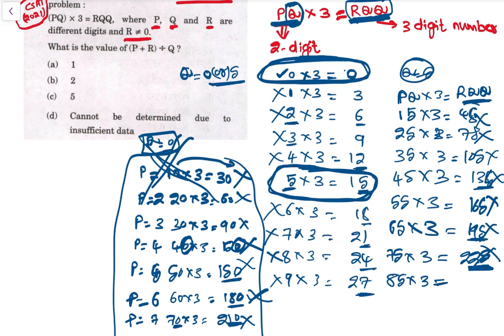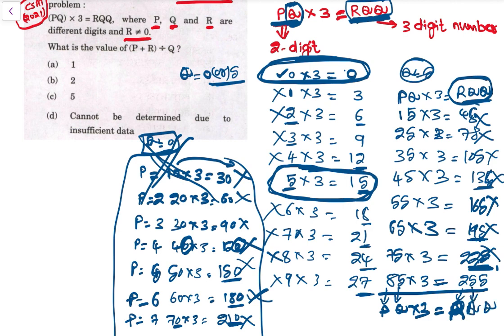Then 85 into 3: 5 3s are 15, 1 carry, and 8 3s are 24, 24 plus 1 is 25. So see here, this is the case where we are getting rqq. So this is Q, and this is P, so PQ into 3 gives R, Q, Q, with Q as 5. So PQ into 3 is equal to RQQ.